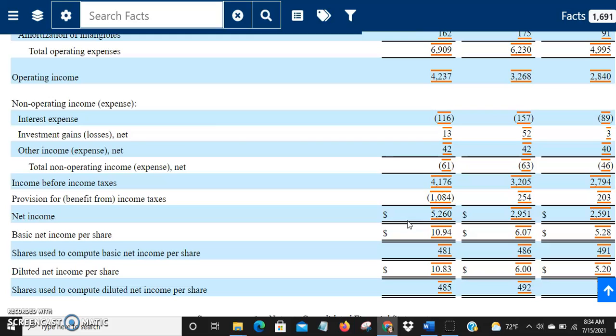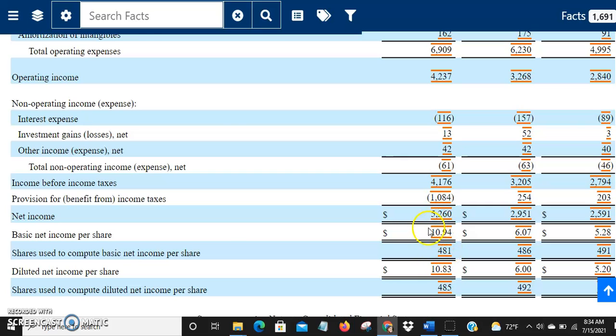And one needs to, if you're trying to project a net income or figure out how much they're going to earn in future, understand this. Here, because they got a benefit, their income per share was $10.94, because if you take the net income and divide by shares outstanding, here they have 481 million shares outstanding.